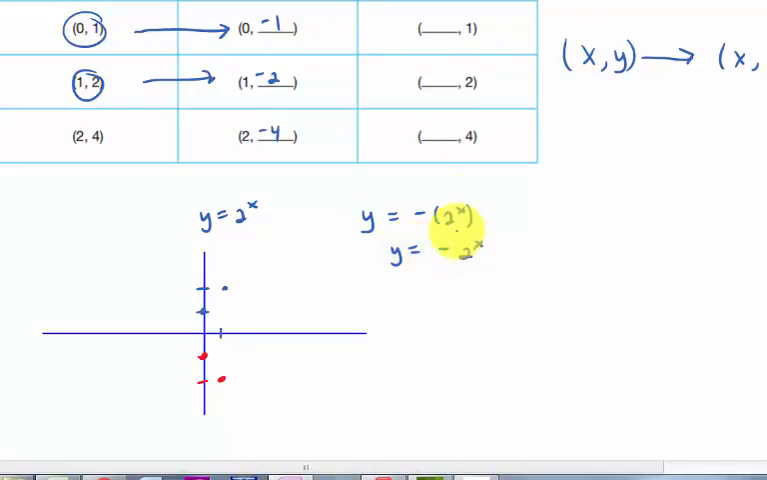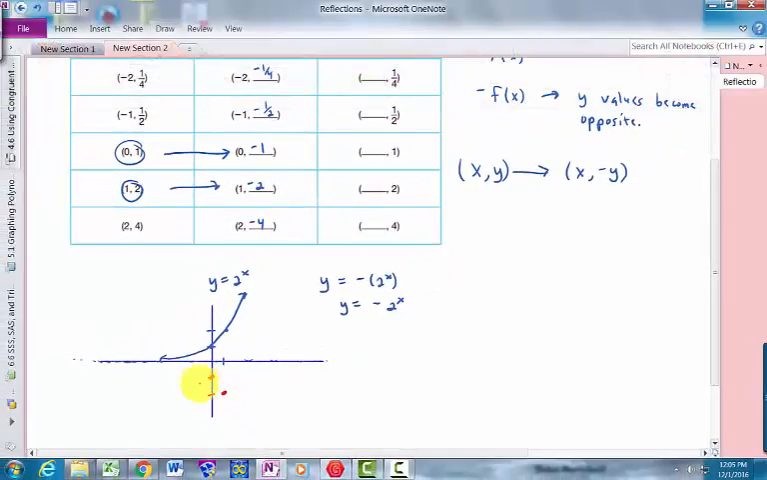Either way is acceptable. We know what y equals 2 to the x looks like. It looks like an exponential function that looks like this. And then recall that there's this asymptote right here on the x-axis. Now if you go to your new one, you can kind of see what's going to happen here: you're going to get something that looks like that.